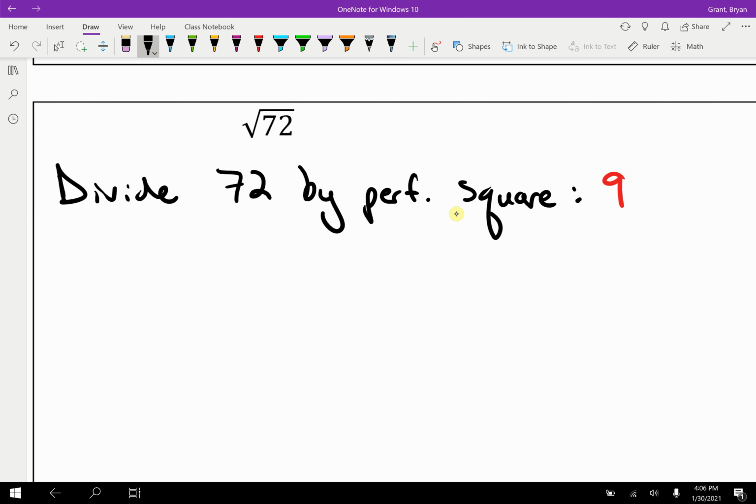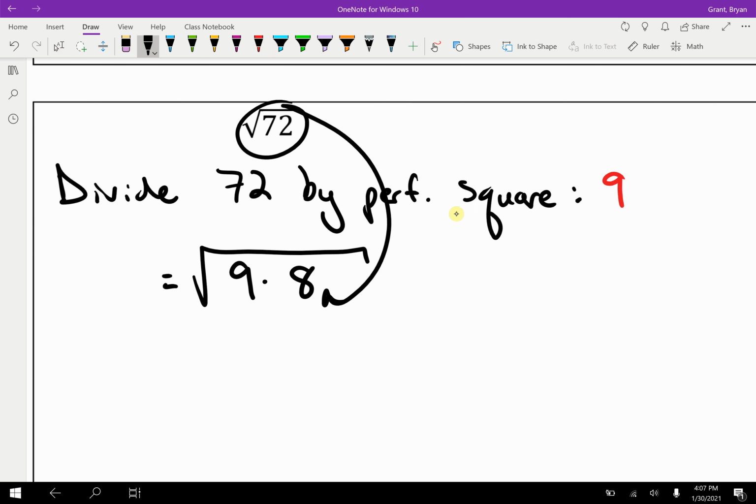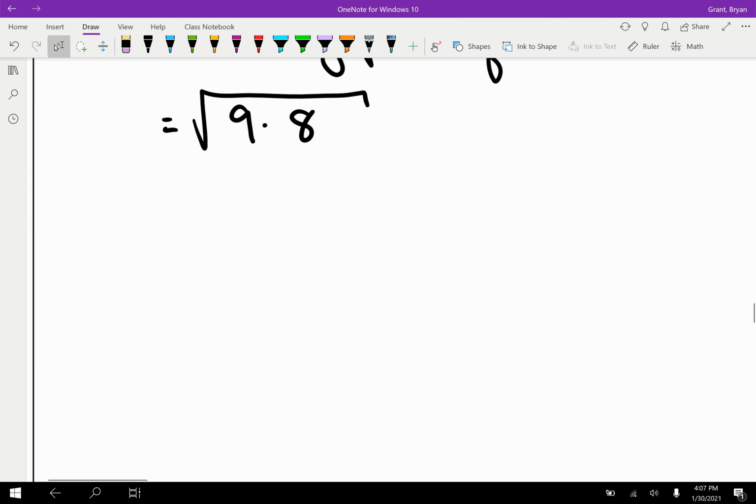So we're going to take this 72 and rewrite it. Instead of 72, it's still going to be 72, just presented in a different way as 9 times something. 9 times what? Oh, 9 times 8, I think, is still 72. So we haven't changed the radicand, the number that's inside. We've just written it in a different way. Why have we done that?